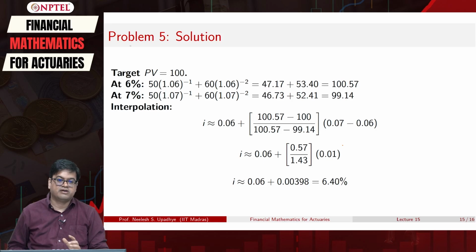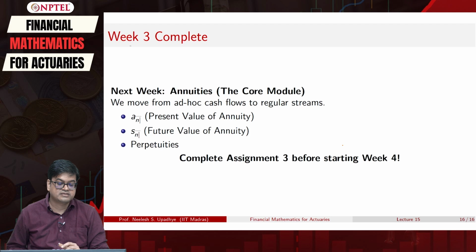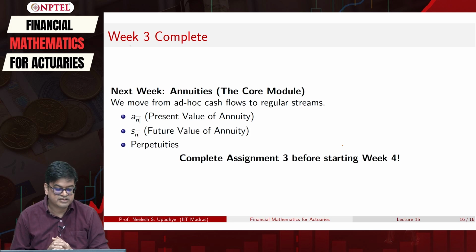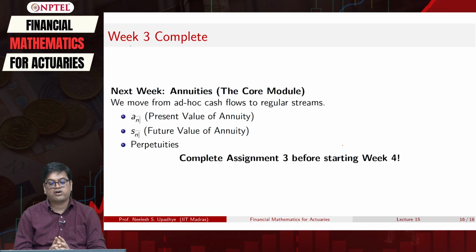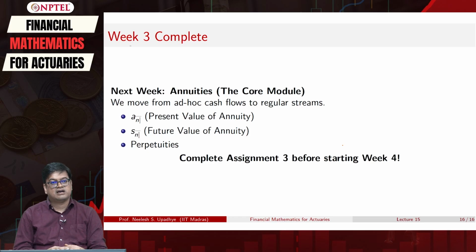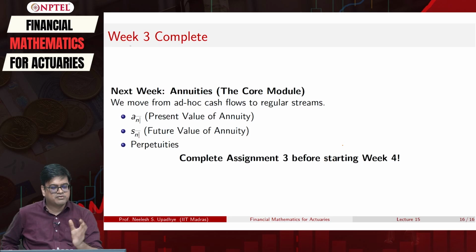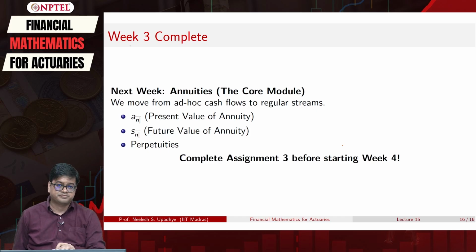That is all. So, we have actually done all kinds of problems that we have covered up to week 3. In the next week, we will deal with annuities, where we move from ad hoc cash flows to regular streams of payment or income. And we will discuss two concepts, as we are discussing present value and future value: present value of annuity and future value of annuity. We have already shown you a glimpse of that, which is a geometric sum, but we will discuss that in detail. And then finally we will consider perpetuities.